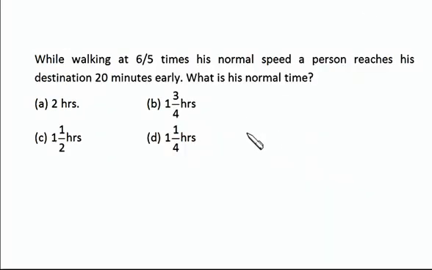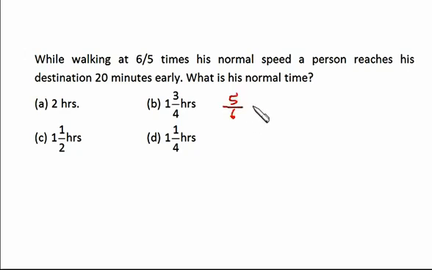Let's see this case. While walking at 6/5 times his normal speed, a person reaches his destination 20 minutes early. What is his normal time? Friends, in the previous case, the person was reducing his speed. In this case, the person is increasing his speed. Now, further, speed is inversely proportional to time. So, if he is making his speed 6/5 times the normal, that means he'll be taking the time as 5/6 of the normal. Let's see, the normal time is 1, that is a unit. So, he'll be taking 5/6 of that.